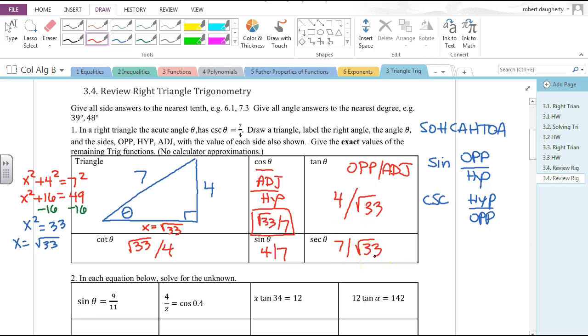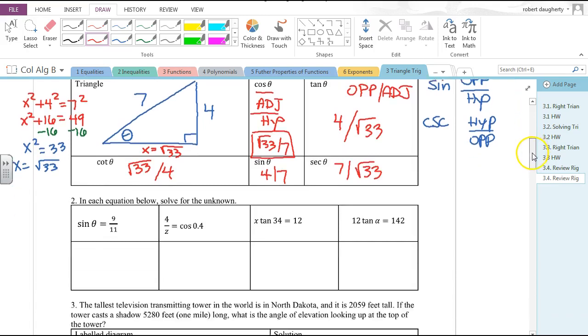So the reciprocal of the cosine is going to be 7 over the square root of 33. So there's not a lot of partial credit on this. You either get this concept and can figure out these ratios, or you're missing that. So it all comes from knowing all the definitions of your trig functions and their reciprocals.